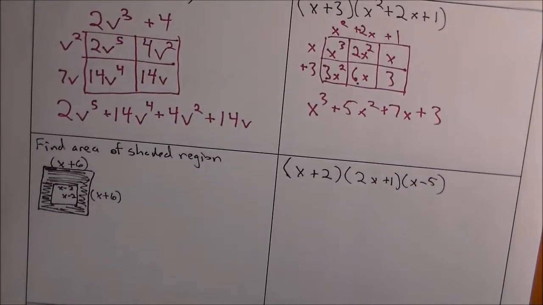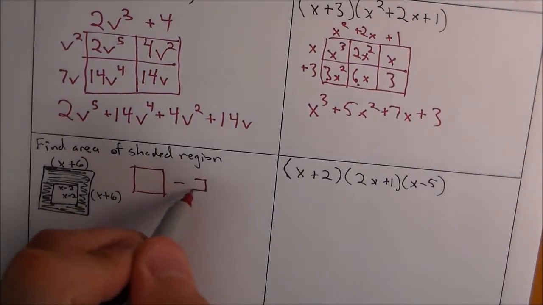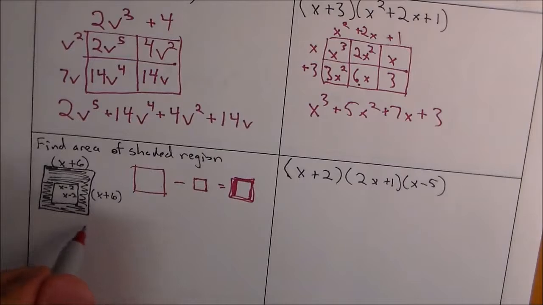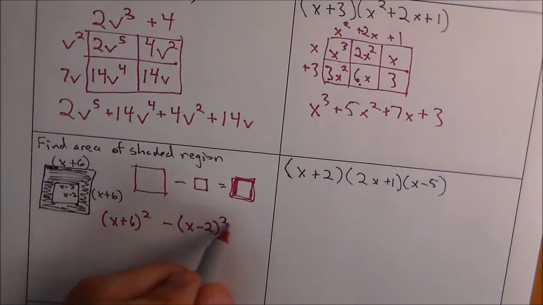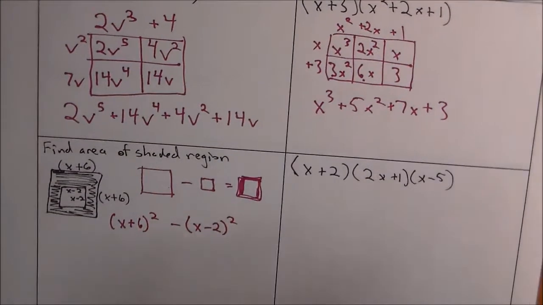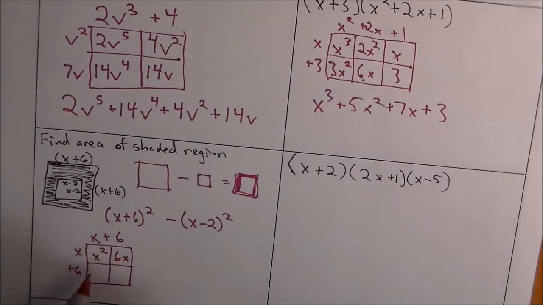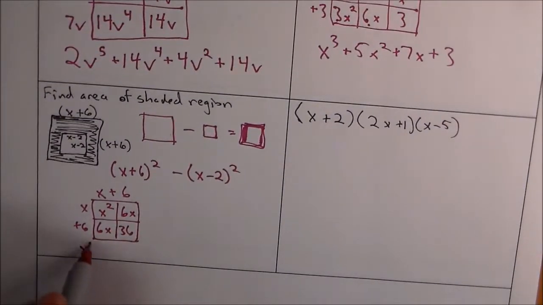Next, I have to find the area of the shaded region, also known as the square donut. So we're going to find the area of the big square, and we're going to subtract the area of the little square, and that's going to give us the area of the donut. Well, the area of a square is going to be x plus 6 squared. Area of the little one is x minus 2 squared. But again, we're not going to write this as x squared plus 36, because that breaks the rules that we have. So instead, I'm going to write this as x plus 6 and x plus 6. We have x squared, 6x, 6x, and 36. So this becomes x squared plus 12x plus 36.